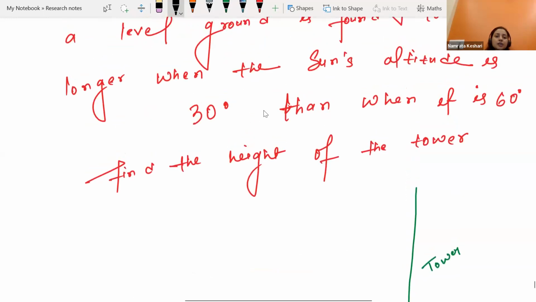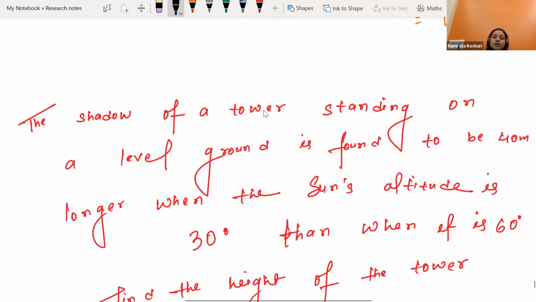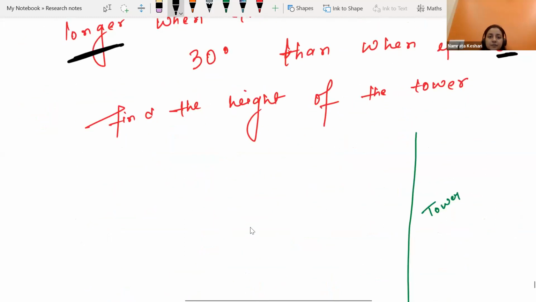Now it says that the shadow of a tower standing on level ground is found to be 40 meter longer when the sun's altitude is 30 degree than when it is 60 degree. So when the sun's altitude is 60 degree, whatever is the length of the shadow, it is 40 meter longer. Let me explain it.